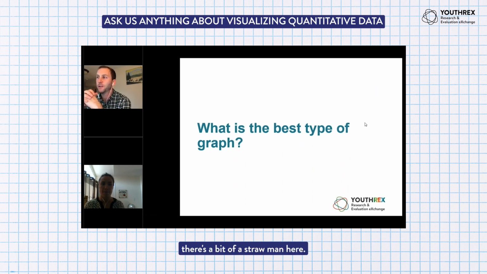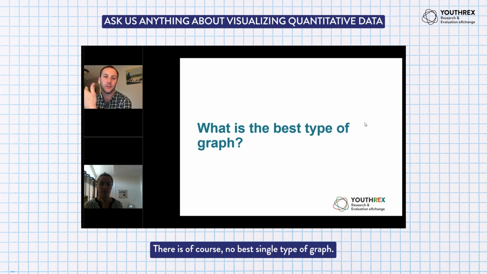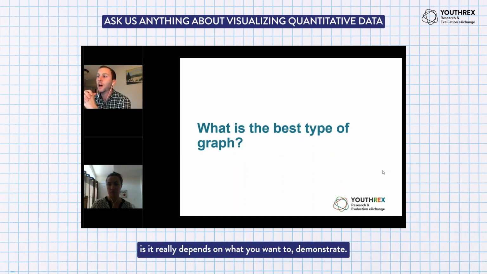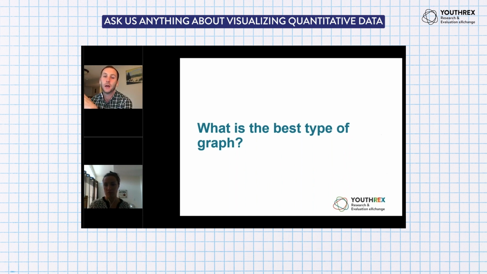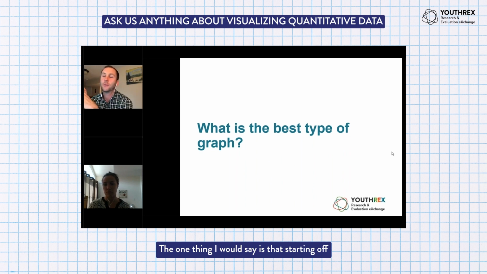Yeah, and I mean, this question is a bit of a straw man. There is, of course, no best single type of graph, and the answer is it really depends on what you want to demonstrate. The one thing I would say is that starting off by getting away from pie charts is a really good initial first step. And there are some specific reasons why.